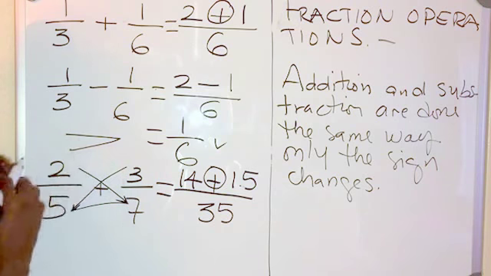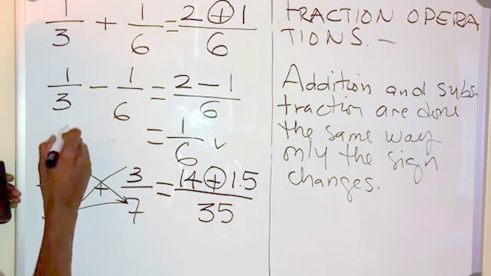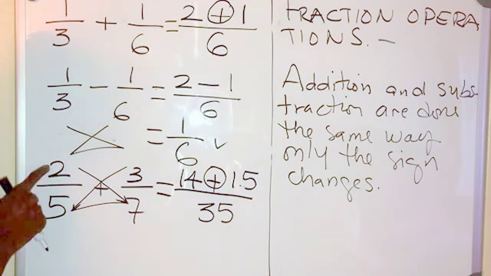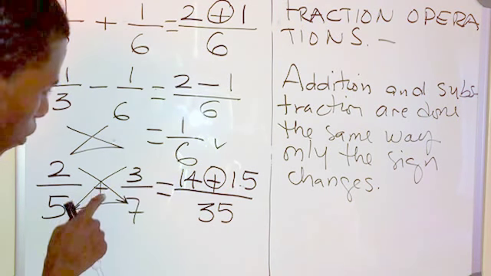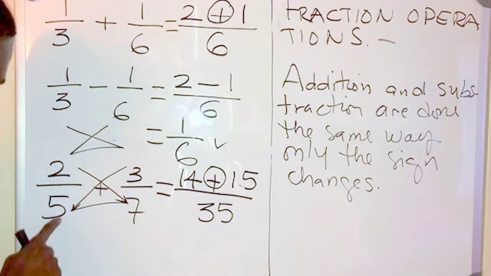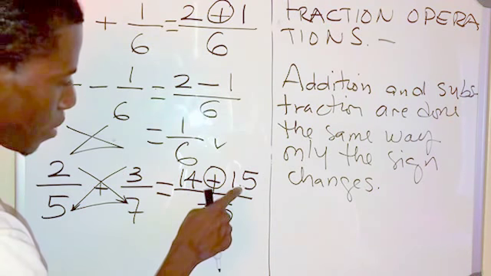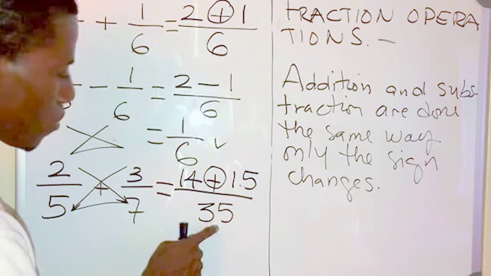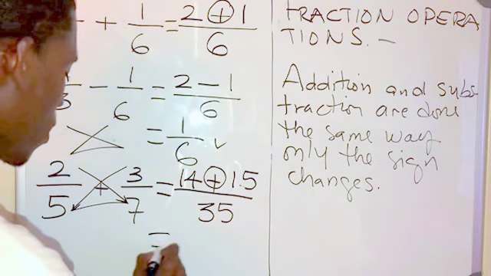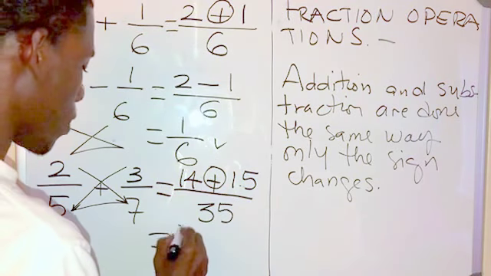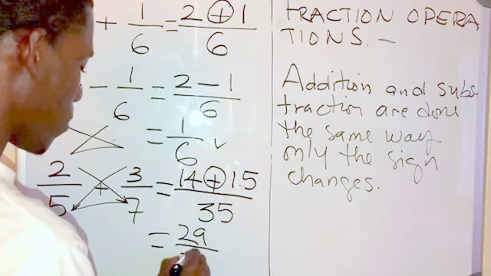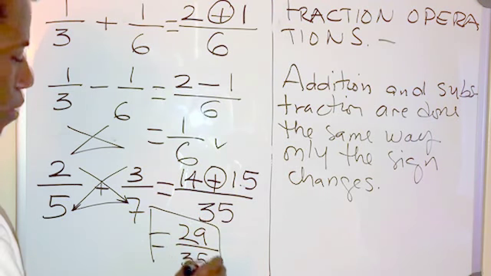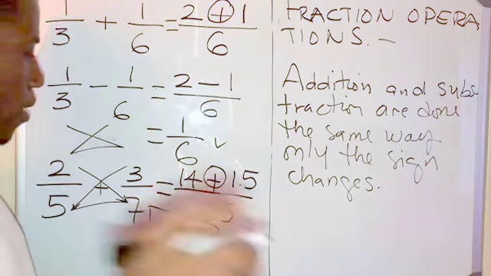That's all you do. So I said 2 times 7 is 14, plus 5 times 3 is 15, divided by 5 times 7 is 35. Easy. Okay, so now we said 14 plus 15, that's 29, divided by 35. Boom. It's done, guys. Easy.